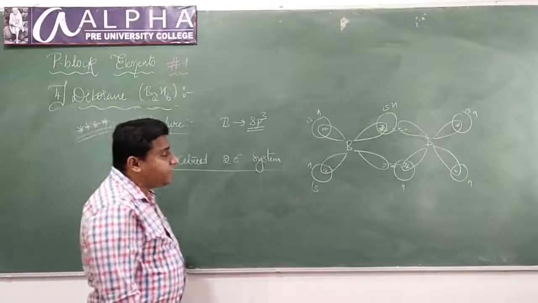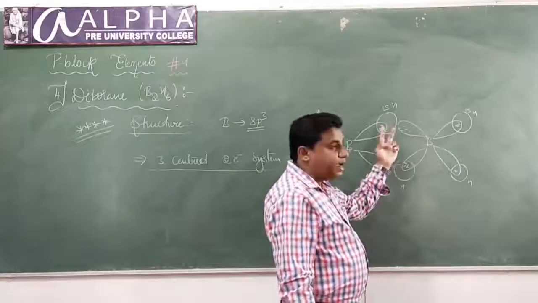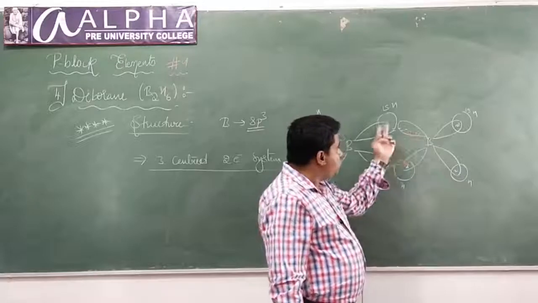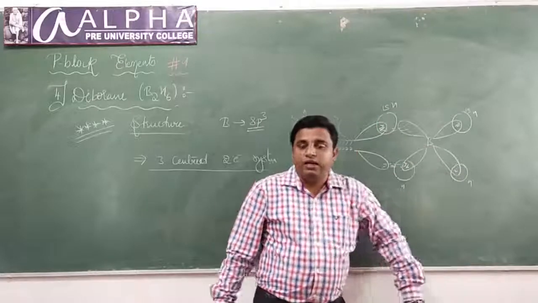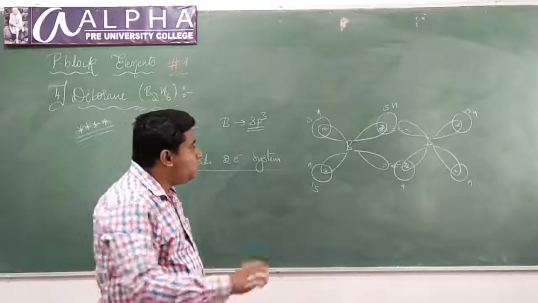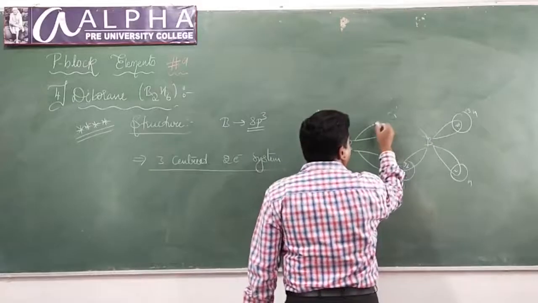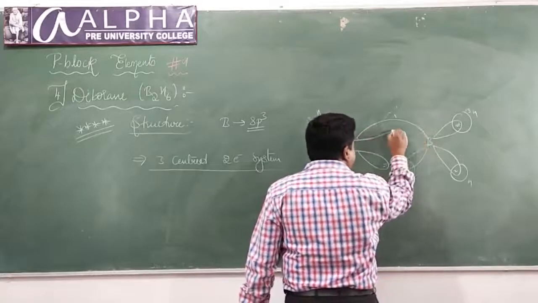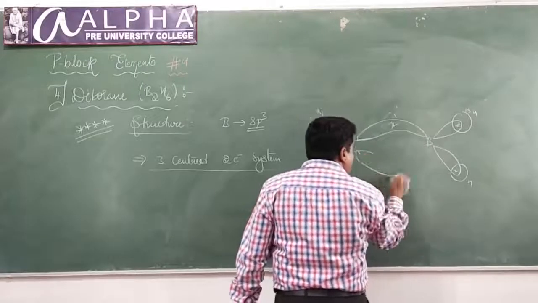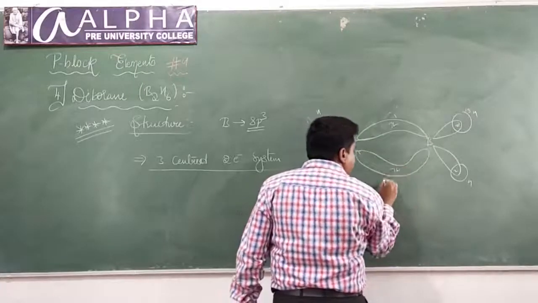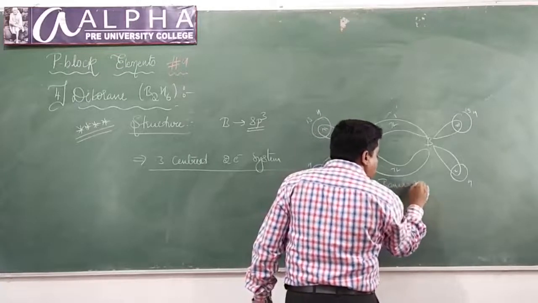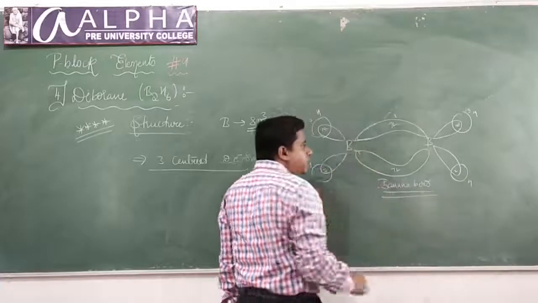What is it called? 3 centered, 1 2 3, 2 electrons. 2 electrons are shared between 3 atoms. That is why it is called a 3 centered 2 electron system. And what is this bond called? This bond is a special type of bond. It is called a banana bond.